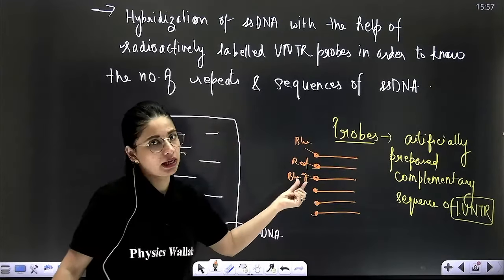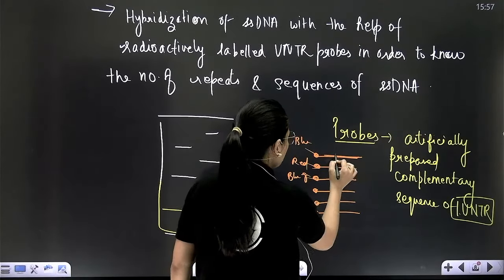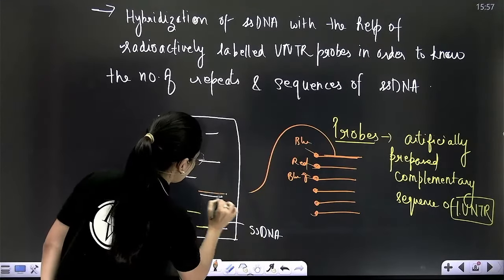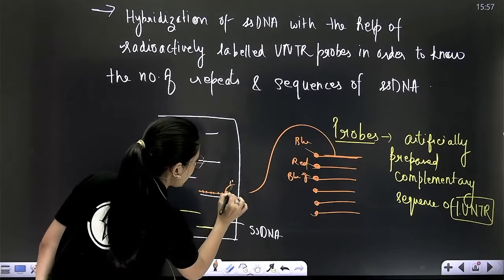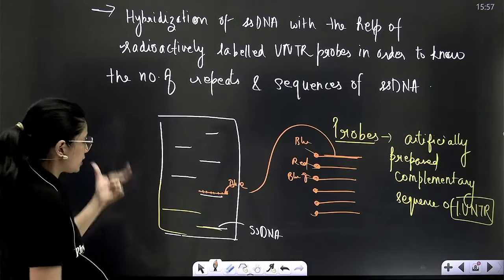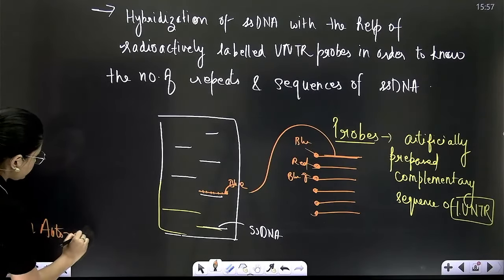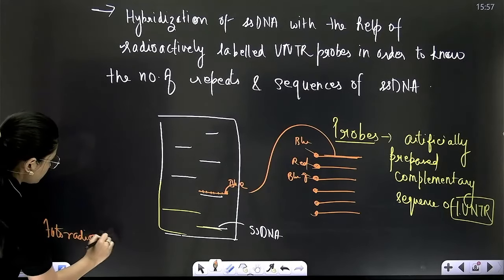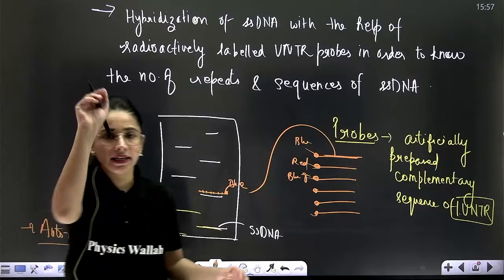which probe is having which color. Now, suppose this blue color probe goes and binds to its complementary sequence and starts emitting radiation, giving blue color. So here I will come to know. Now, after hybridization, the last step is autoradiography, that means to detect the emissions.